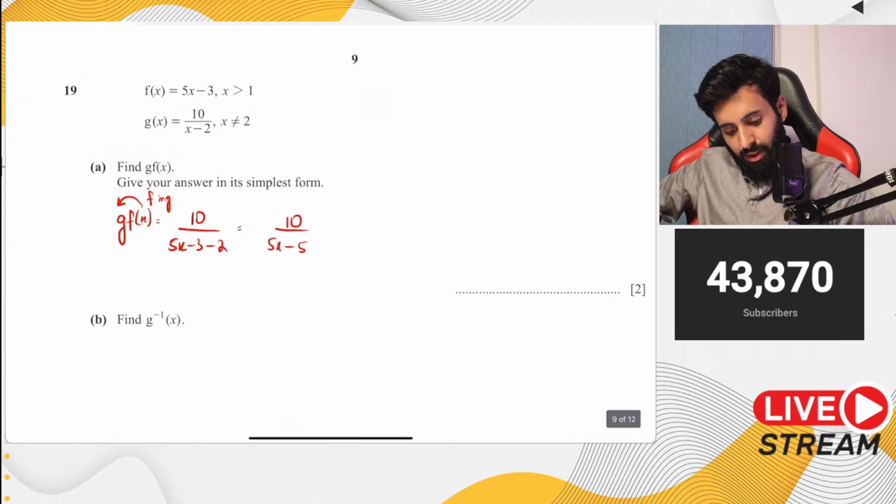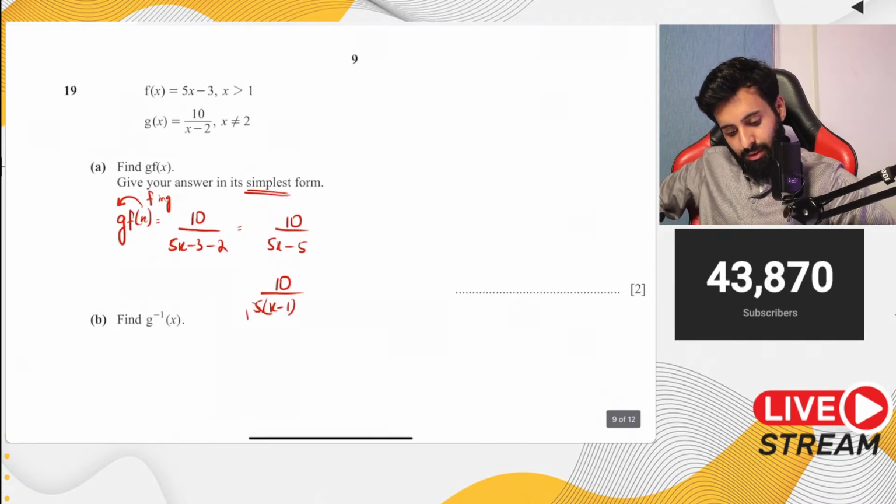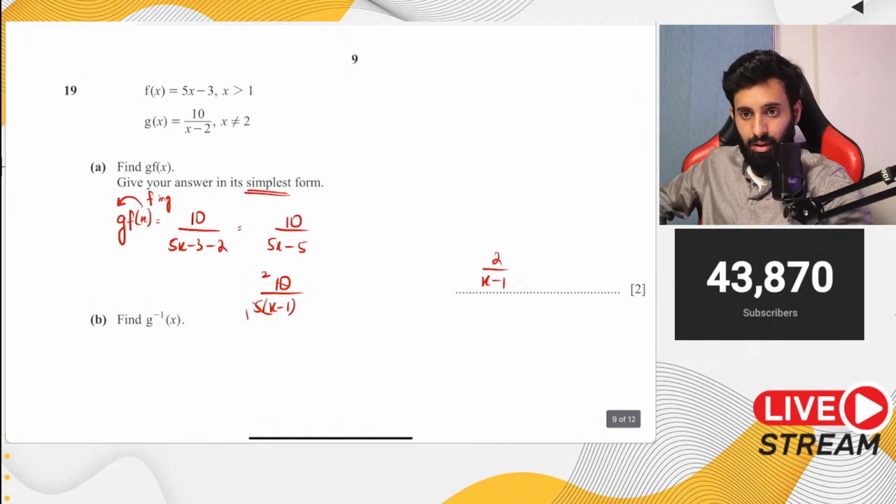Now the question says give your answer in its simplest form, so you have to simplify it. You have no option now. So you take 5 common from the denominator. 5 ones are 5, 5 twos are 10. So you have 2 over x minus 1 as your final answer.